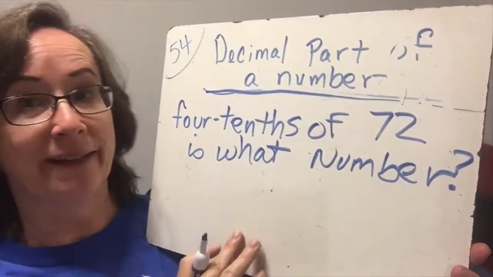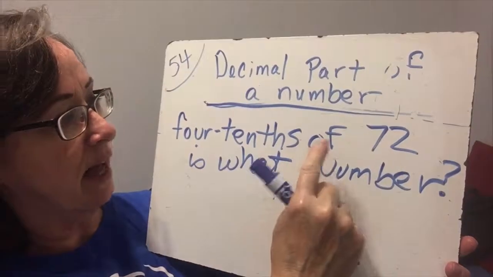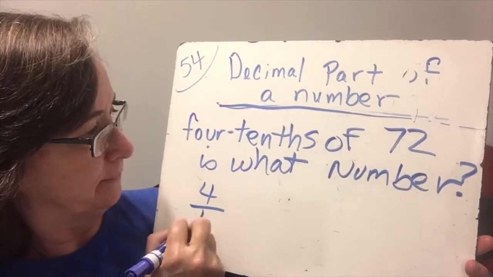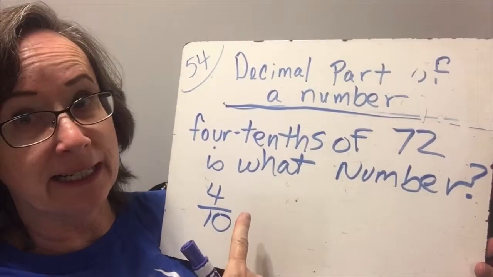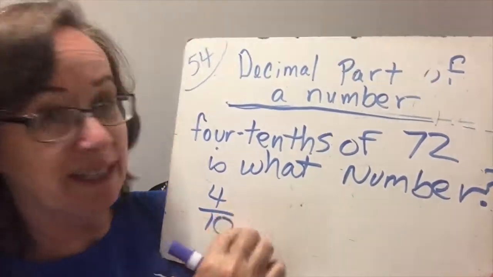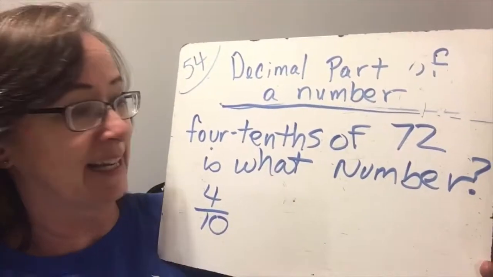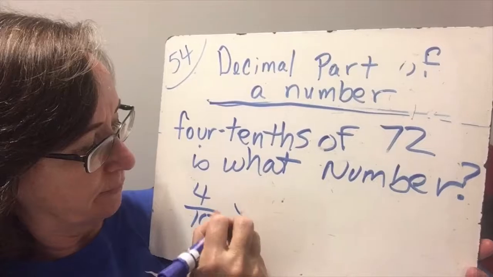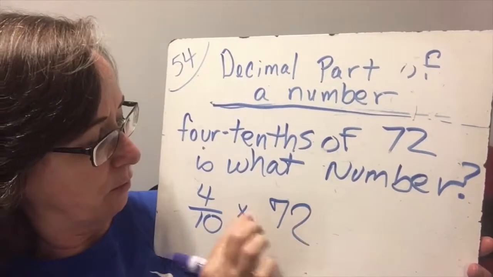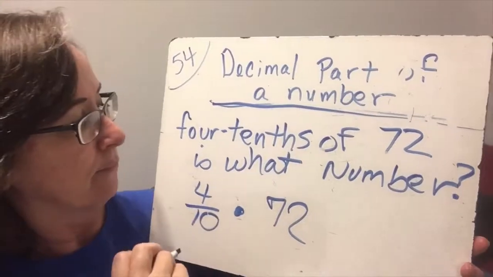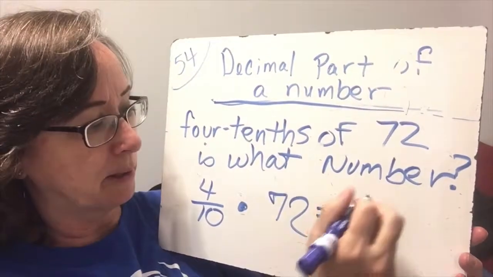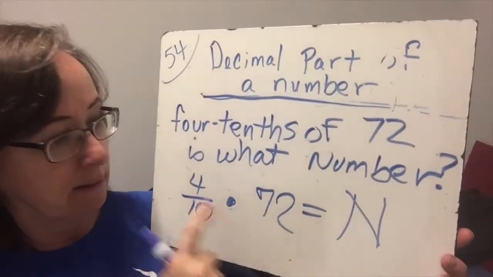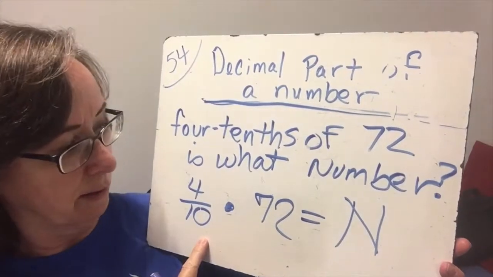Here's our last example, and then we'll do a few practices. 4/10 of 72 is what number? So 4/10 we can write as a fraction, and we could write it as a decimal. We could say 0.4. 4/10 as a fraction or 0.4 as a decimal. Does it really matter? Okay, 4/10 of 72, of means times, 72, we'll go ahead and make that a dot, is our equal sign. What number? Okay, so we're looking for the number, and 4/10 could be written as a fraction or as a decimal.